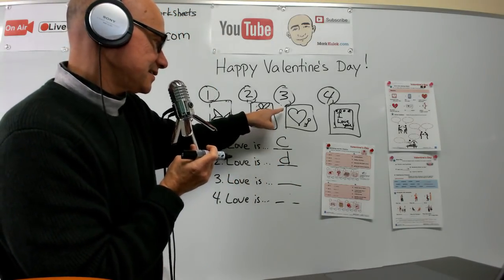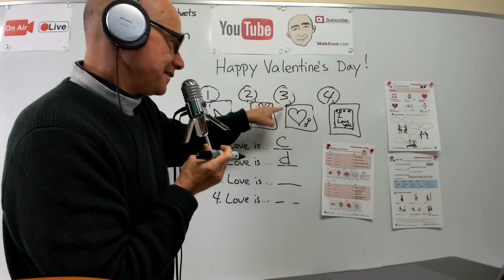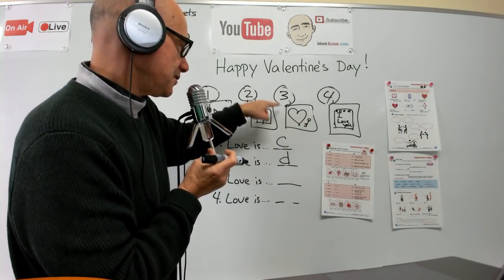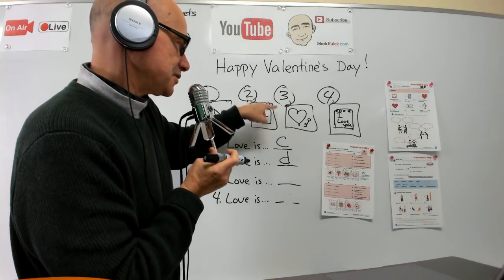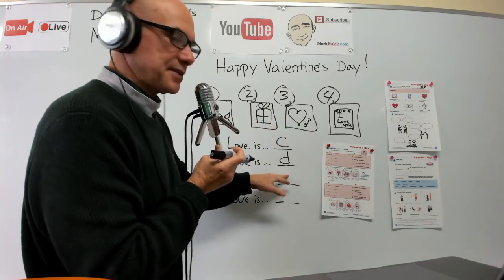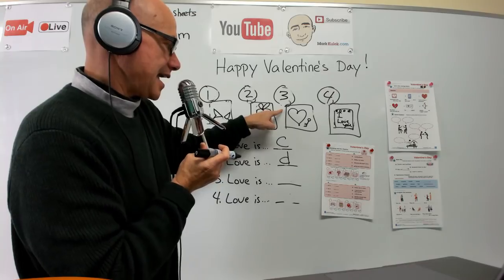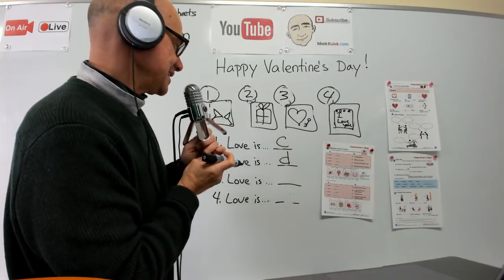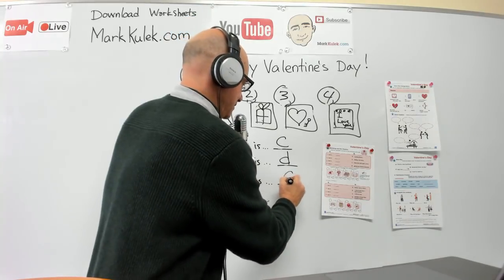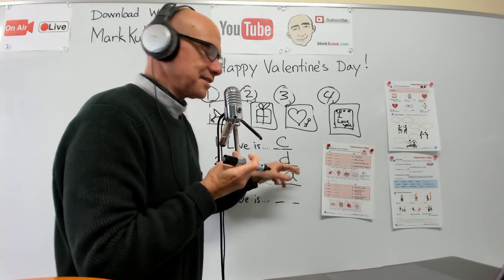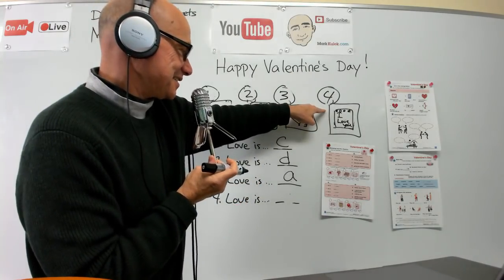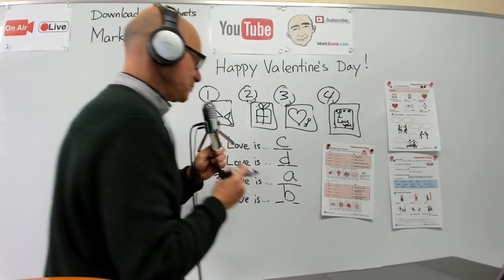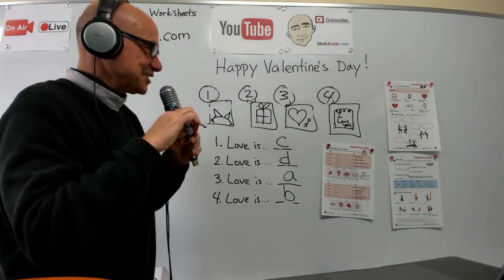Okay, three. Is it A, having a key to a heart, or B, a special note from a special person? Yes, three is A. Good. 3A. Okay, good, Ross. Okay. And 4. Love is B, a special note from a special person. Okay, good. Woo. Good job.